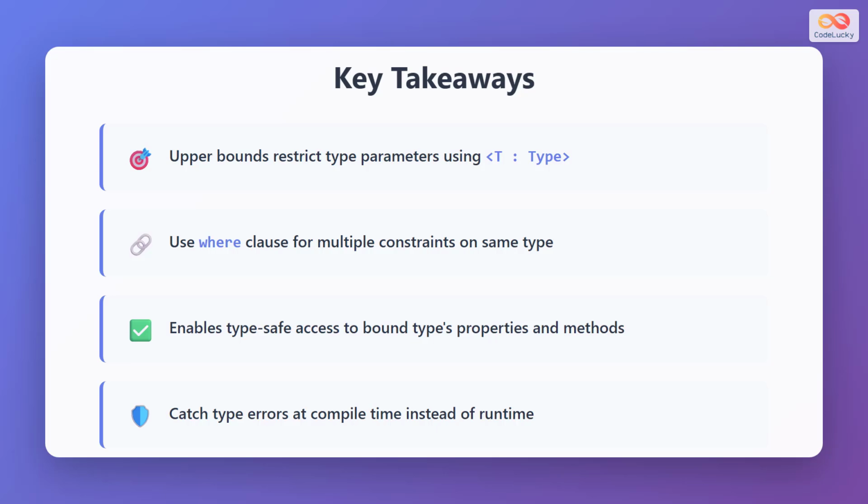Let's recap the key points. First, upper bounds restrict type parameters using the T : Type syntax, ensuring only compatible types can be used. Second, when you need multiple constraints on the same type parameter, use the where clause for better readability. Third, upper bounds enable type-safe access to the bound type's properties and methods, eliminating the need for unsafe type casting. Finally, all these constraints are checked at compile time, catching type errors early instead of discovering them at runtime. Mastering upper bounds is essential for writing robust, reusable generic code in Kotlin.